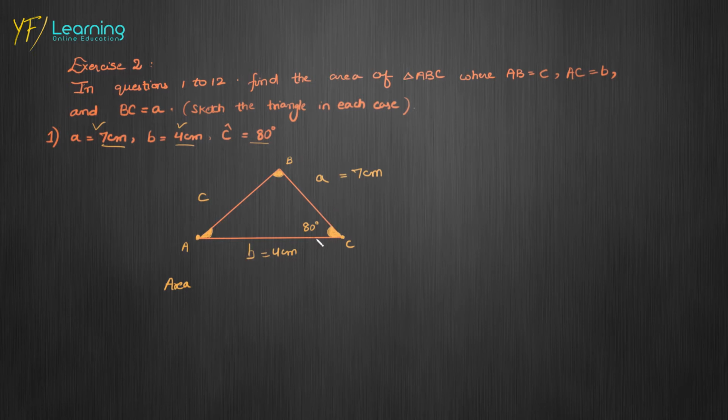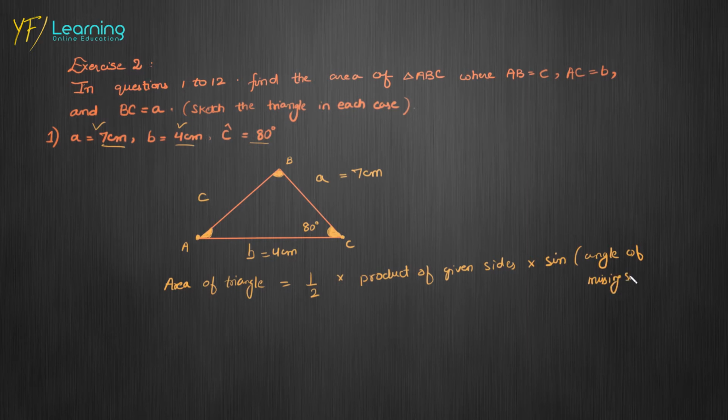So if two sides are given and one angle is given, the area of triangle formula will be: area of triangle is equal to half times the product of given sides multiplied by sine of the angle of the missing side.